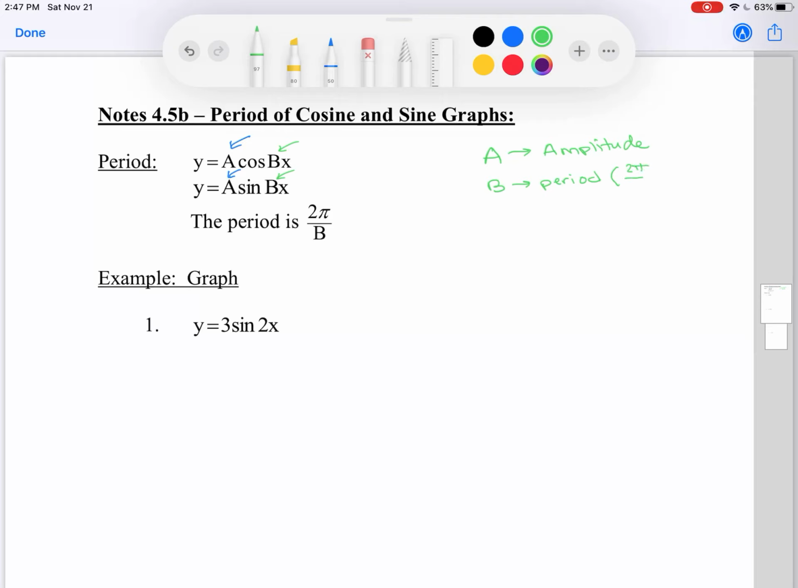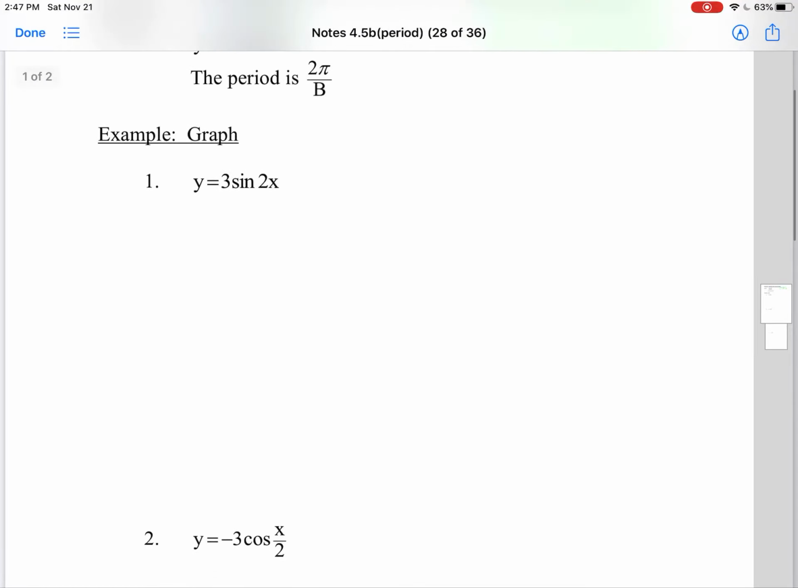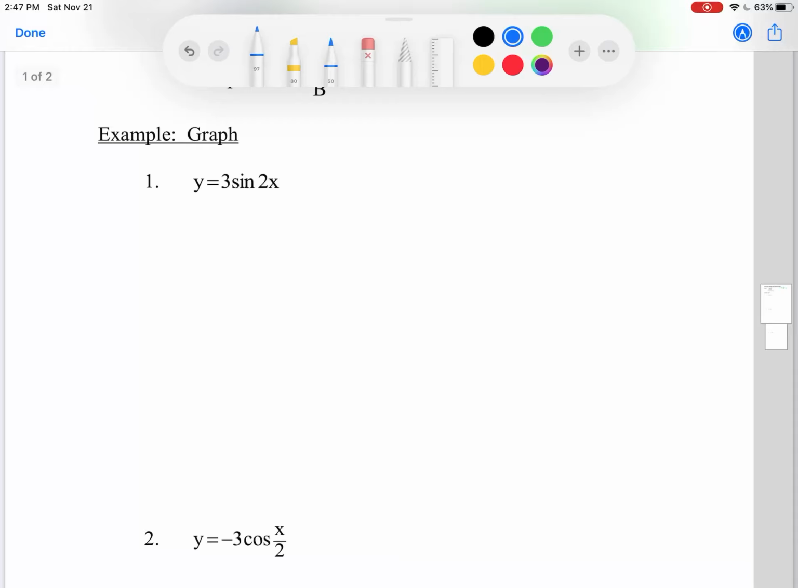All right, so things to remember. A is amplitude, while B is going to tell me my period, but there's a function we have to use in order to find the period. So that's where that 2 pi over B has to occur. So the letter B doesn't perfectly tell me the period, the repetition. I have to do a little bit of math to find that repetition. All right, so here's how it's going to work.